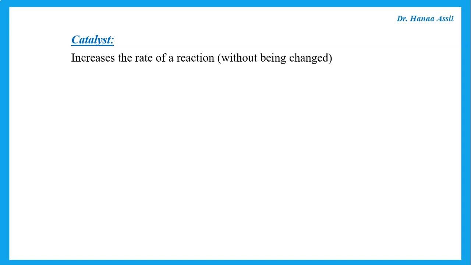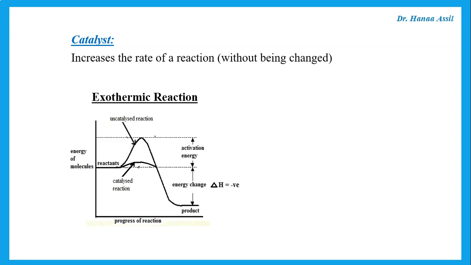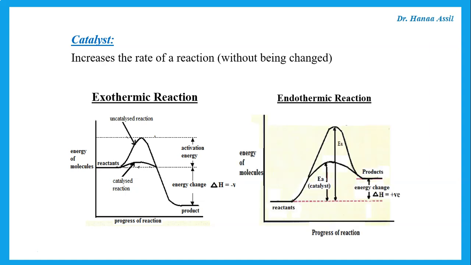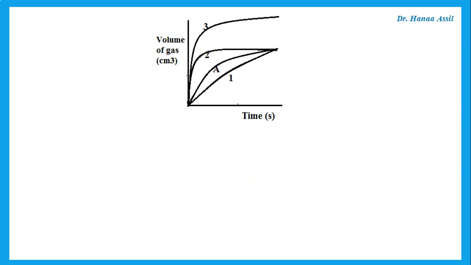Okay, what's a catalyst? You should know that a catalyst is something that increases the rate of a reaction without being changed. So if we have this energy profile diagram, if we don't use a catalyst, the activation energy is high, but once we use a catalyst, it lowers the activation energy, so the reaction is faster. And this is for both exothermic and endothermic. So what happens is the catalyst provides an alternative pathway that lowers the activation energy.